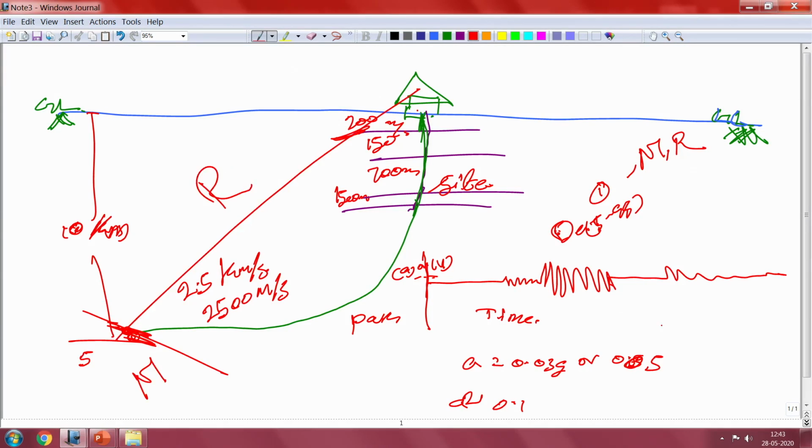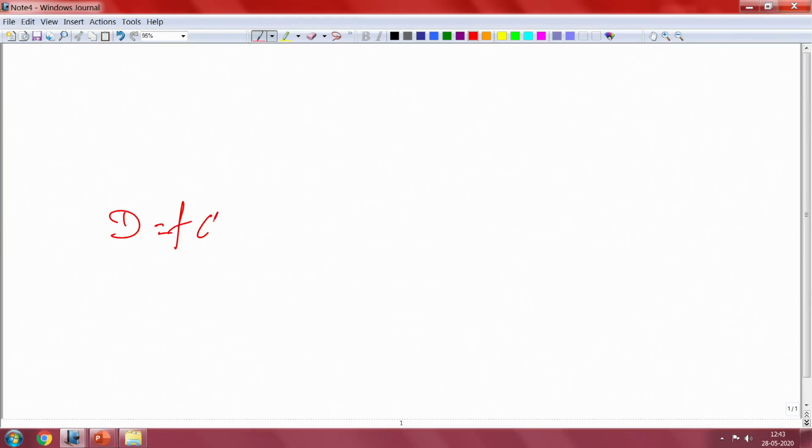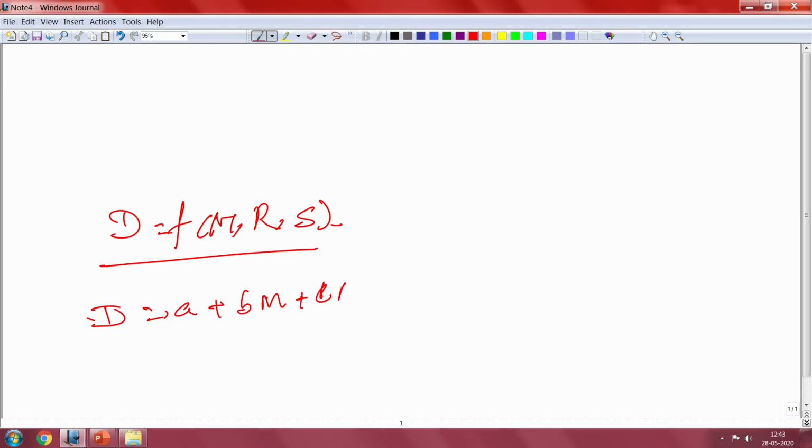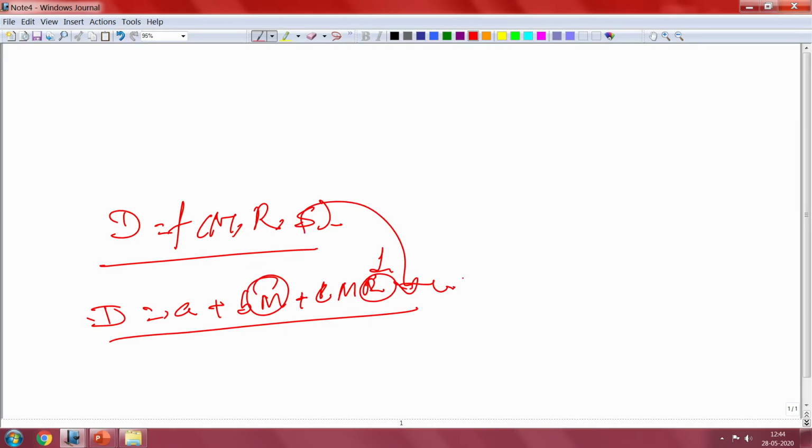Like this you can accumulate several data. Then, as I told you about the intensity predictive equation, similarly one can also generate a duration predictive equation. That means you can have equations which can be used to find out the duration of the earthquake. For example, D is a function of your M, R and site. If you have a large number of data, this will be an empirical formula, like A plus B M plus C M R, power D, something like that. You can do a multi-regression analysis where the magnitude of the earthquake, R of the earthquake, and site can be taken into factor.